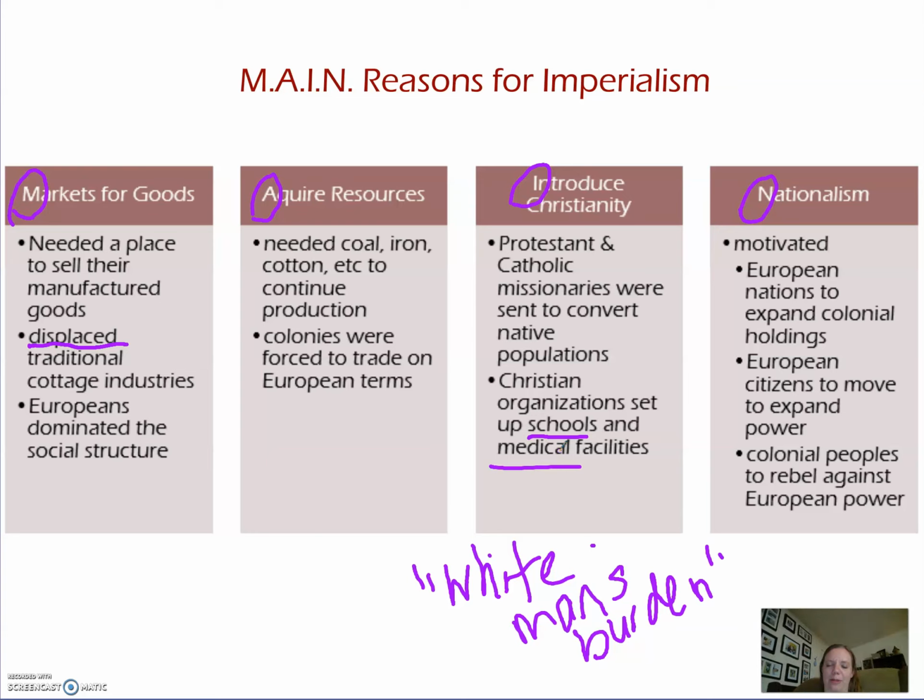And the other is nationalism. We've talked about nationalism several times. Nationalism is just pride in your country. European government leaders wanted to expand their political clout and make their country the most powerful country in the world.